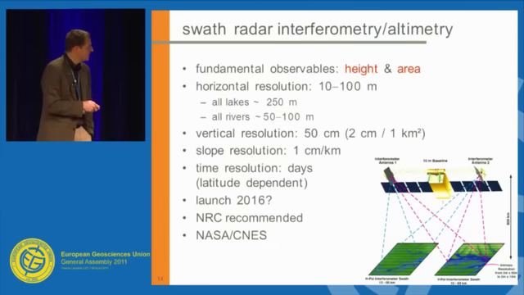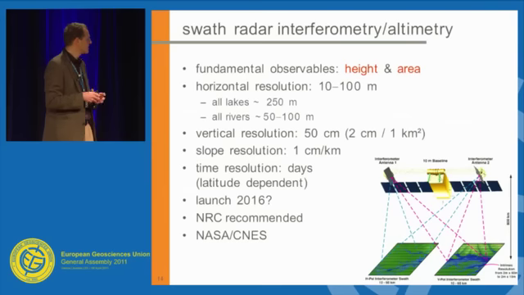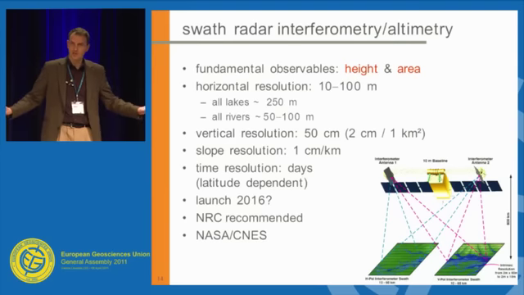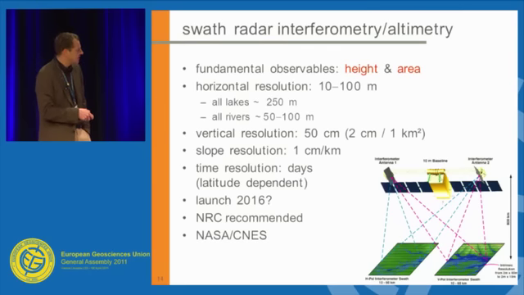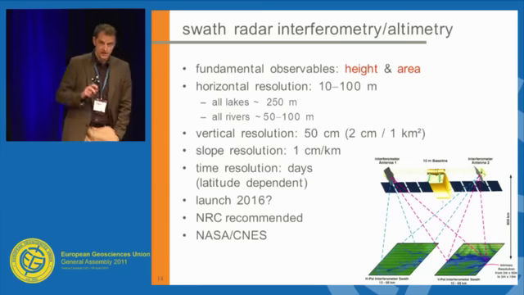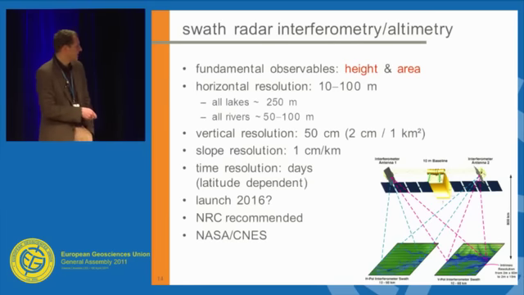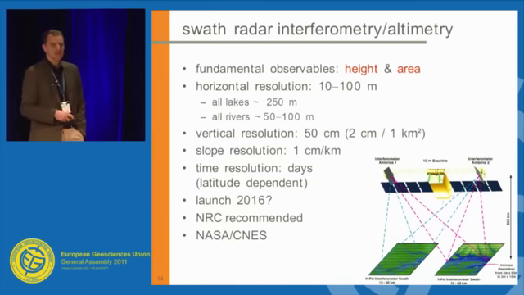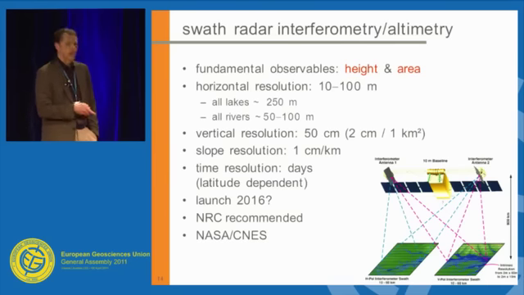Vertical resolution now indicated already. By averaging, you may get down to centimeter level. Slope would be something like this. Time resolution is several days, which depends a little bit on the configuration. It's not only a single overpass, but because you're looking sideways, you can make use of different passes, of course. So a faster time resolution. It's an NRC recommended mission. I don't think it's finalized yet, but if it is going to fly, it's probably going to be a NASA, a US-French mission. NASA and CNES, they have a lot of collaboration already over the past decades in terms of TOPEX and JASON missions.